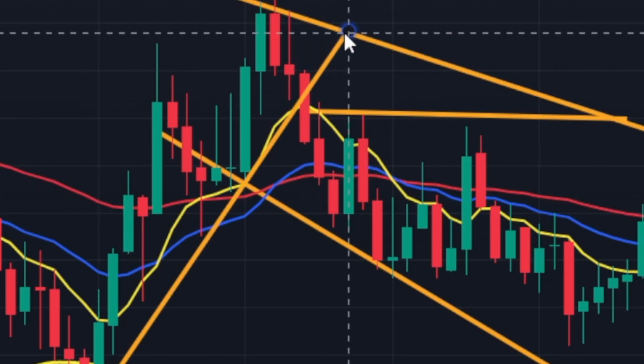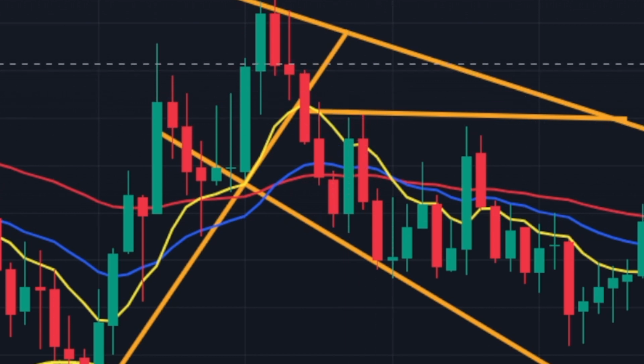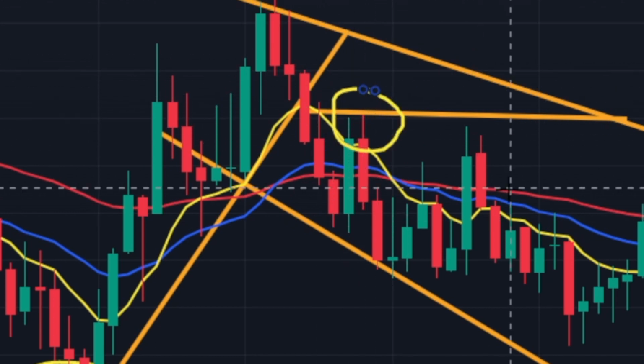We have the trend. It's pushing up. We pull back. We get the retest. And then we get short when we retest and we can't get back up to those highs.